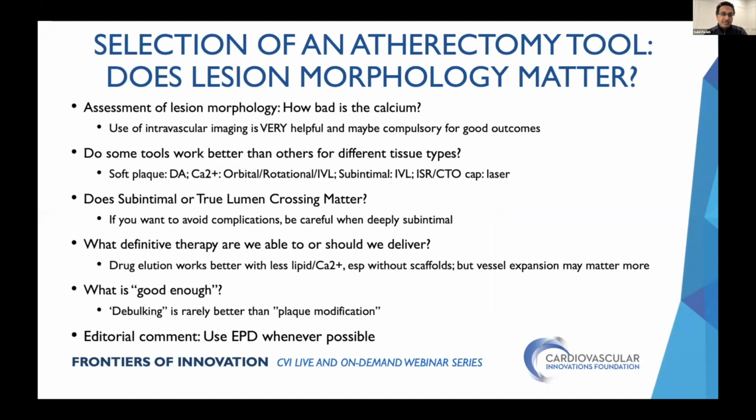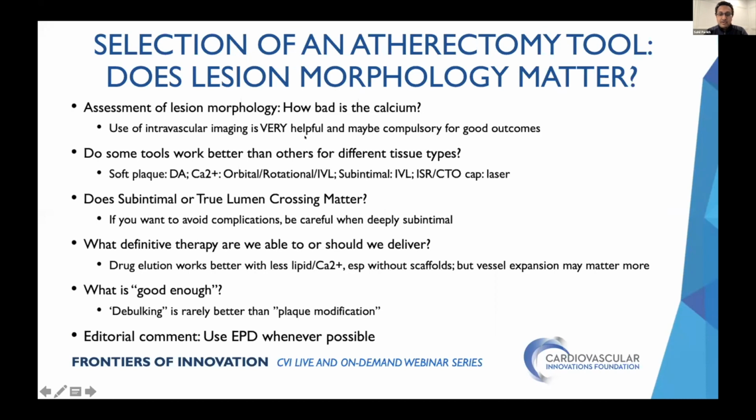So in summary, I would say that with respect to selection of an atherectomy technique, I think lesion morphology is critical in deciding, especially when you're trying to figure out calcium. Is it deep or intimal? And is it concentric or eccentric? And I think imaging really matters. So I use a lot of IVUS in my practice. And I think that in the future, we may think that it's compulsory for complex lesions, as we now do for complex coronary lesions.